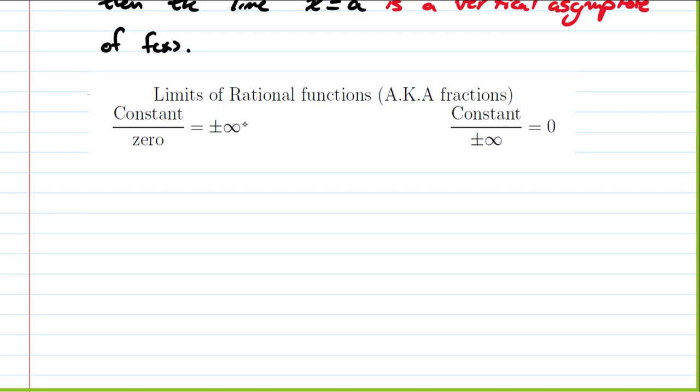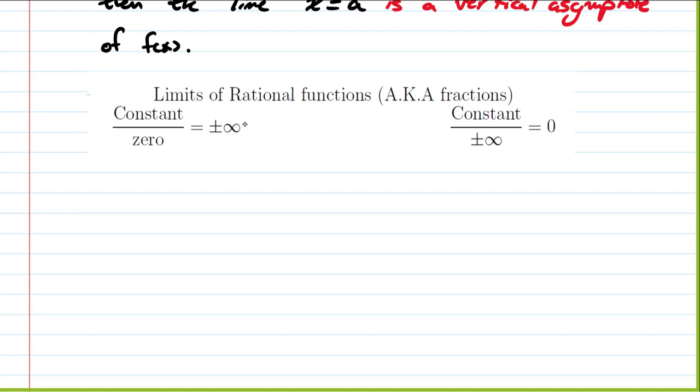So if the constant was -5 and the denominator was getting close to 0 from the right, well, if we're coming into 0 from the right, are the numbers positive or negative? Positive. So if I had a negative divided by a positive, what's the outcome? Negative, so we would get negative infinity. So we're going to have to do some sign analysis as we're calculating these limits.